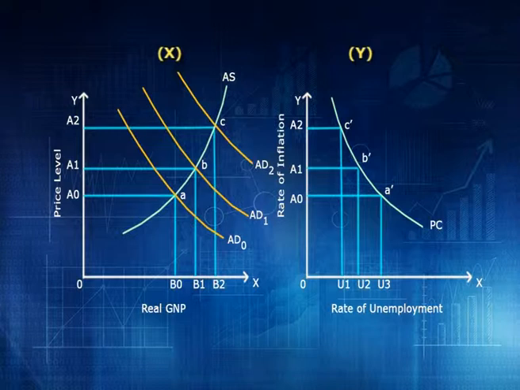In figure X, with the initial aggregate demand curve AD0 and the given aggregate supply curve AS, the price level is A0 and the output level is B0. Now suppose the aggregate demand curve increases from AD0 to AD1. It will be seen that the price level rises to A1 and aggregate national output increases from B0 to B1.